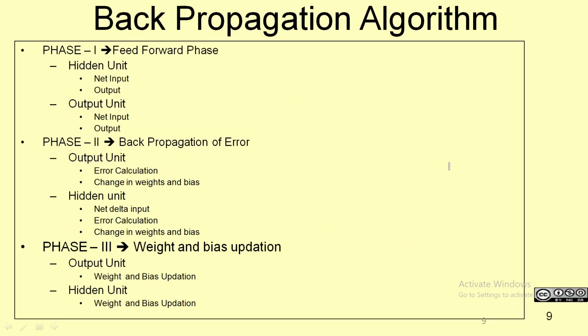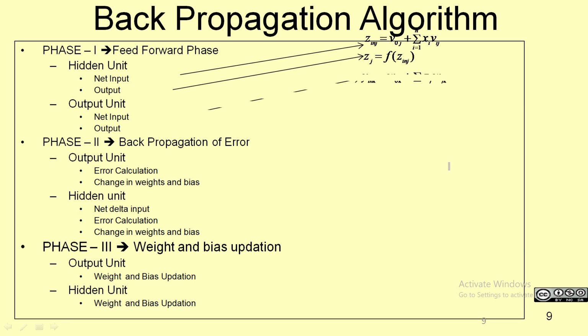So let me summarize once again. The back propagation algorithm comprises 3 phases. Phase 1 is the feed forward phase. Phase 2 is the back propagation of error. Phase 3 is the weight and bias updation. In phase 1, we need to calculate in two stages, the hidden unit as well as the output unit. In the hidden unit, the net input is calculated and then the output is calculated, as well as in the output unit, the net input is calculated and the output is calculated.